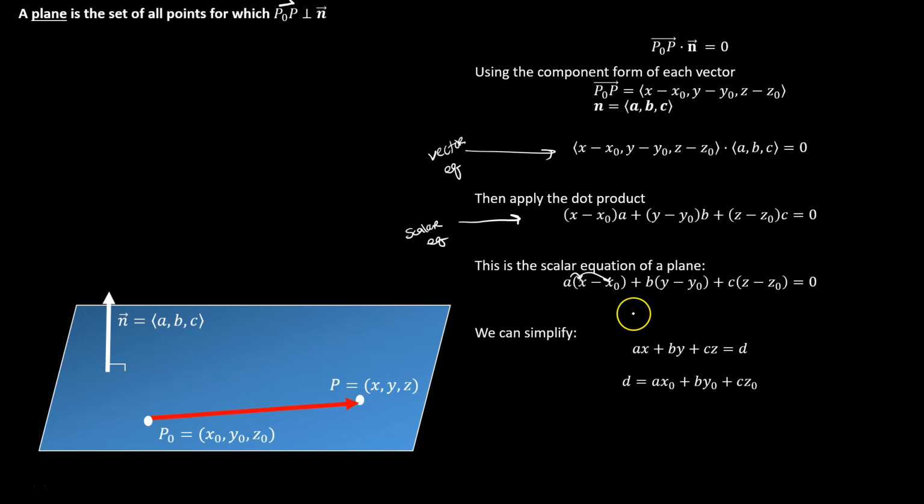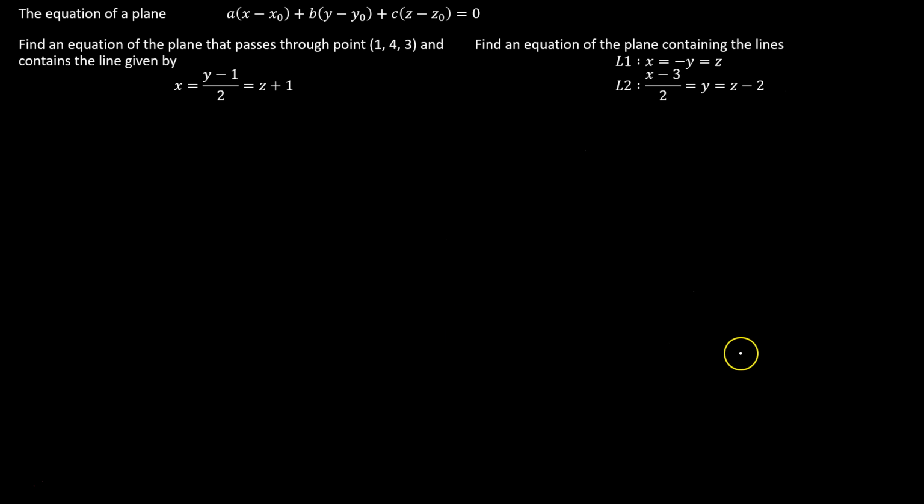All of the other terms, like when I multiply a times negative x0, b times negative y0, and c times negative z0, I'm going to move those over to the right-hand side, and after adding those up, I'm going to call it d. So the simple scalar equation of a plane has the variables on the left and a single constant on the right. Let's go ahead and try some.